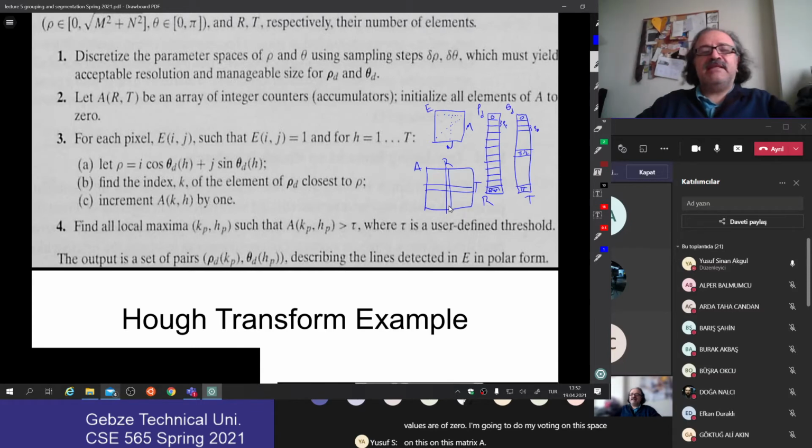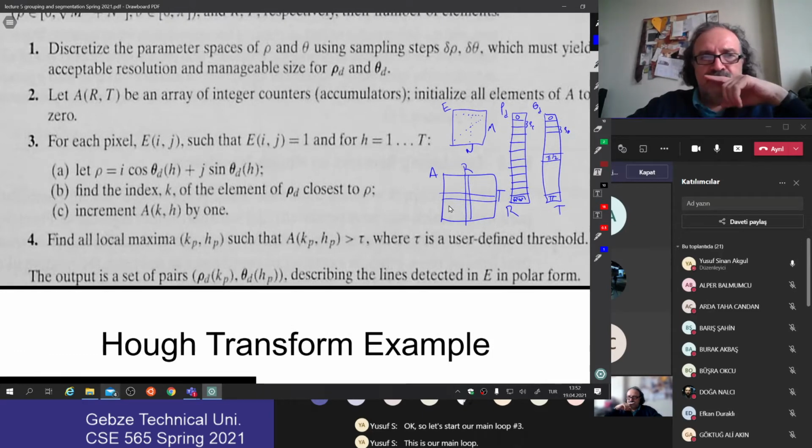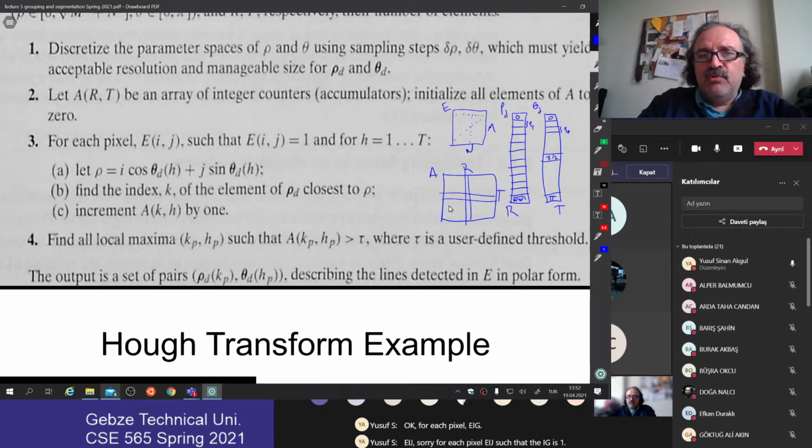Okay, so let's start our main loop. Number 3, this is our main loop. For each pixel Eij such that Eij is 1, I am running a loop, h running from 1 to T.